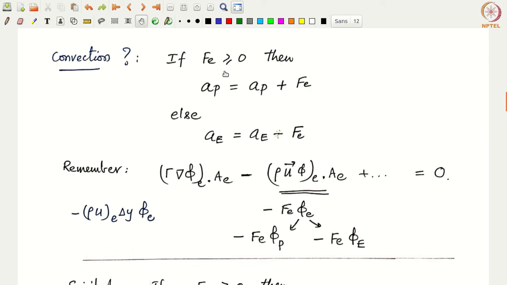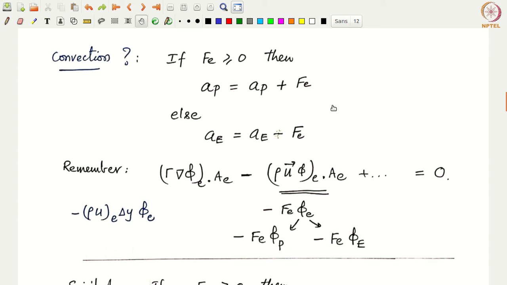Okay. If Fe is negative, of course we know that this entire thing evaluates to minus Fe phi capital E, right? Because then we are replacing phi little e with phi capital E if Fe is negative. Fe itself is negative, but then you have minus Fe phi E. So what will be this contribution? This contribution of minus Fe would go into A east. Okay. So A east will be equal to A east minus Fe. Essentially this contribution is retained on the left hand side here.